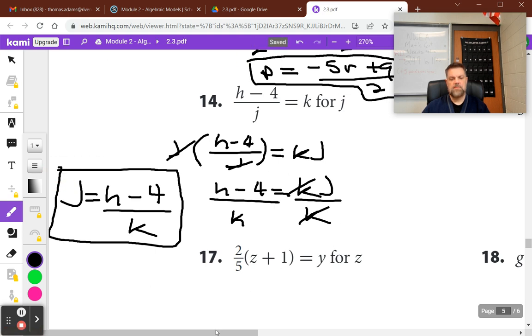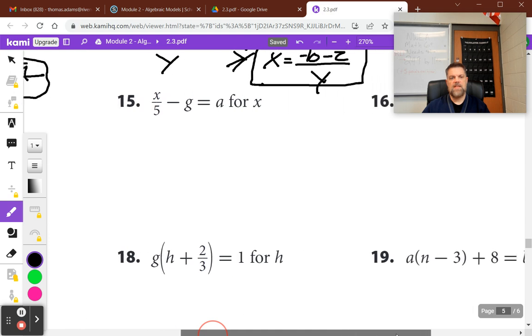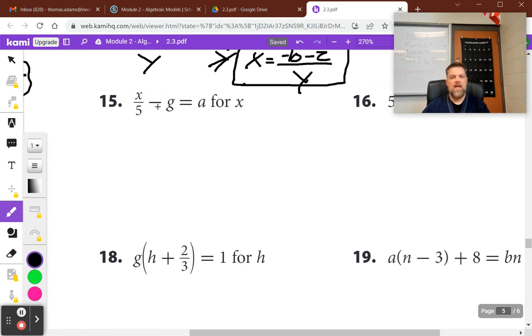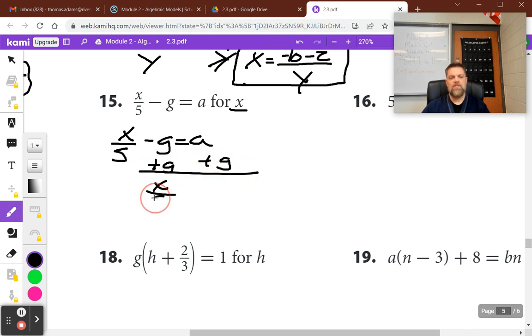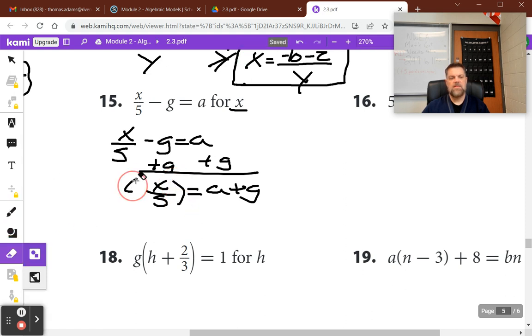Okay. Let's move on to the next one. Solving for x. So I've got x plus 5 over 5 minus g equals a, and we're solving for x. So I just got to move stuff away from the x. So I'm going to add g to both sides. I get x over 5 equals a plus g. I'm going to multiply both sides by 5.